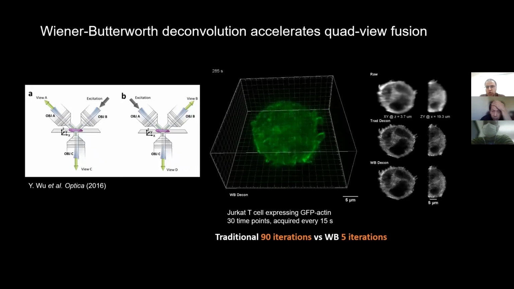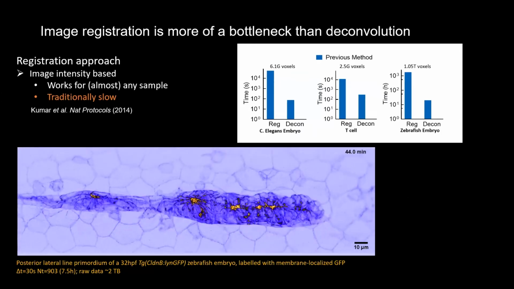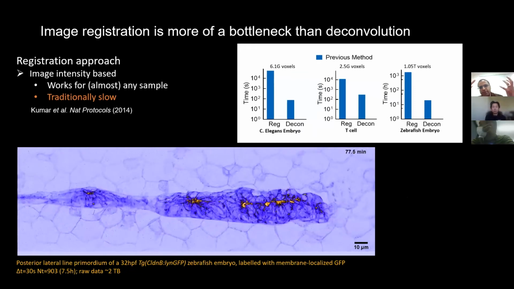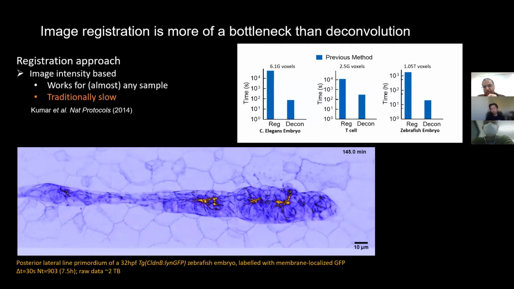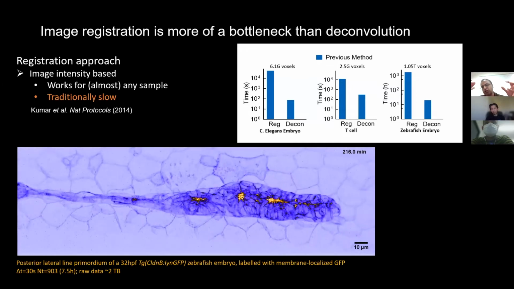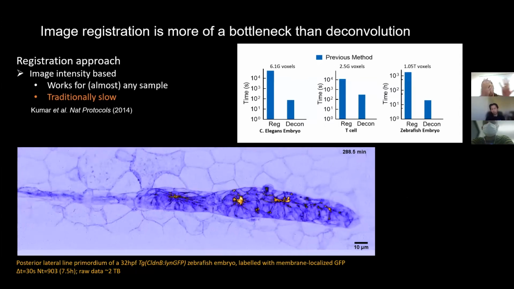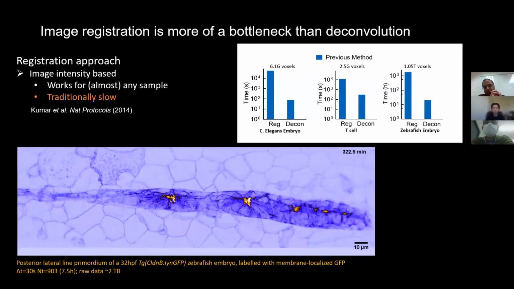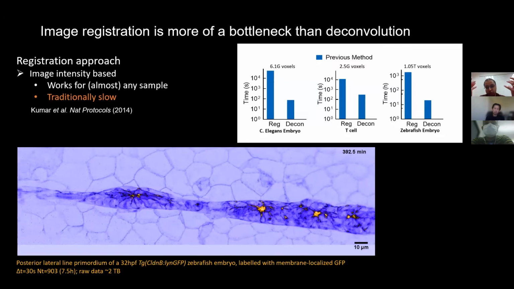Now there's a problem if you try and use these multi-view imaging specimens, in that you have to register the data before you deconvolve it. And what we found is that the registration is more of a bottleneck than the deconvolution. By registration, I simply mean take the volume from one view and map it onto the other view before you deconvolve. The method that we use for doing this registration is an image intensity-based method, where we're basically searching for the affine matrix that best cross-correlates, if you like, one image volume onto the other. That's very general because it just cares about the image content in each view, but it's traditionally slow to do that search. How slow?